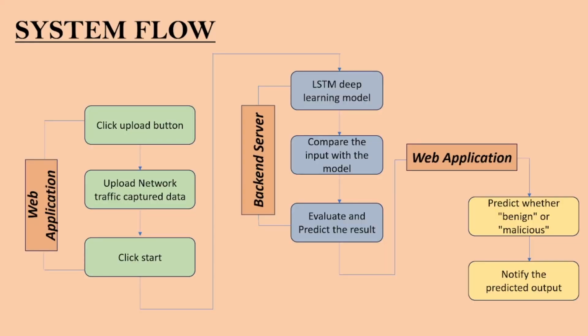Next is our system flow. The flow starts from the front end. We can click on the upload button and upload the network traffic capture data, and next we need to click the start button. In the backend server, it calls the LSTM deep learning model, compares the input with the model, and evaluates and predicts the result. So we can see the result in the web application. It predicts whether it is benign or malicious and notifies the predicted output.